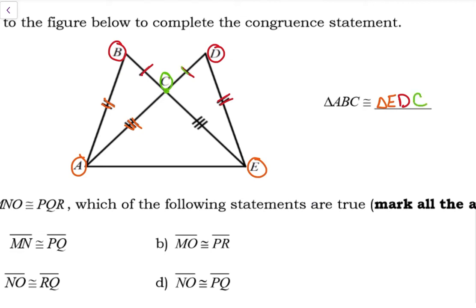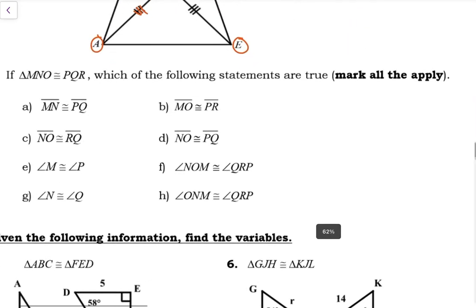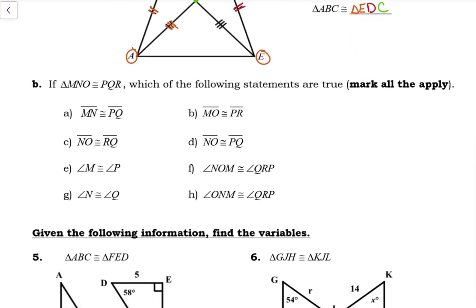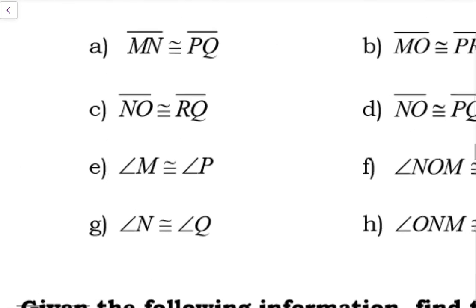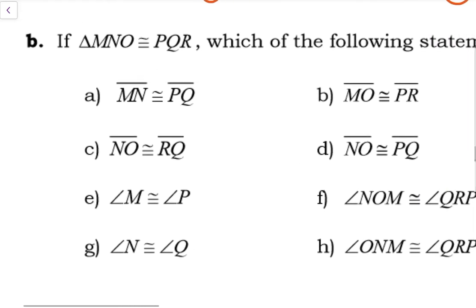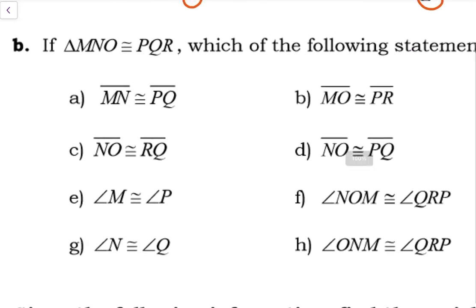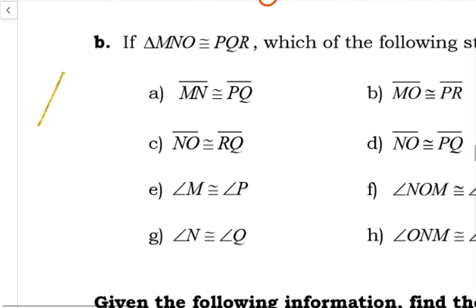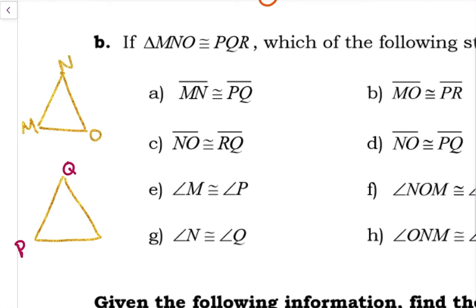Okay, for part B, which of the following statements are true? Mark all that apply. Okay, so I'm just matching up corresponding parts. So I would recommend drawing 2 triangles. So I'll draw one here and another one here. This one's going to be M, N, O, and the other one's going to be P, Q, R. And be careful to make sure that you list that in the same order.